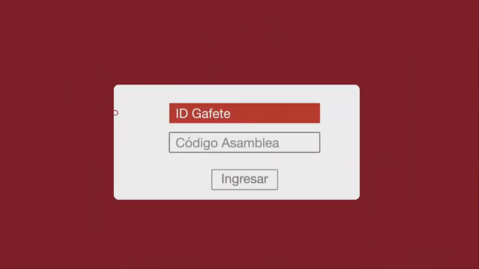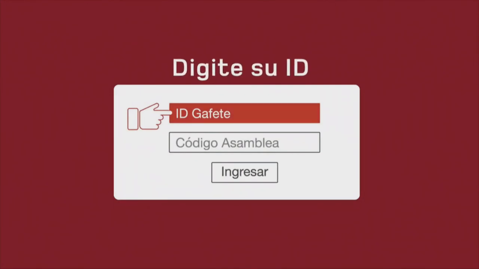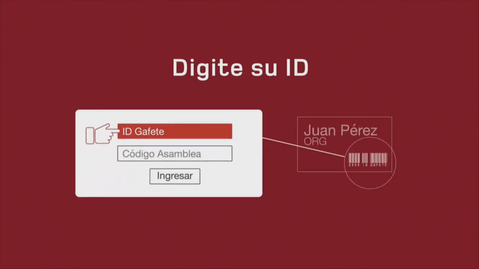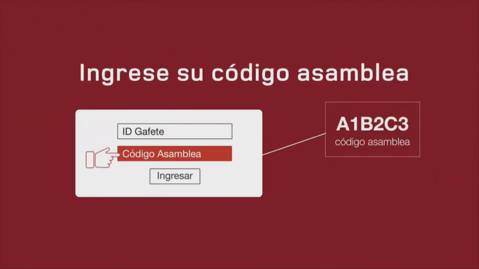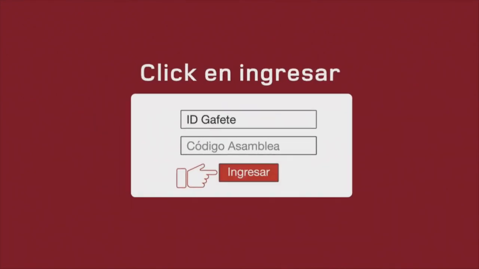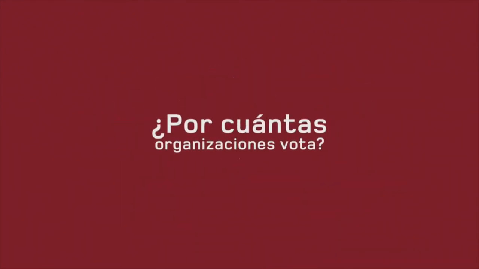How to vote in the assembly? Enter the hall and enter the ID where it says ID Gafete. Can't you identify the ID? It's the number in your badge under the barcode. Now enter your assembly code. It's the number in the label at the back of your badge. Enter ingresar and you'll be ready to vote.